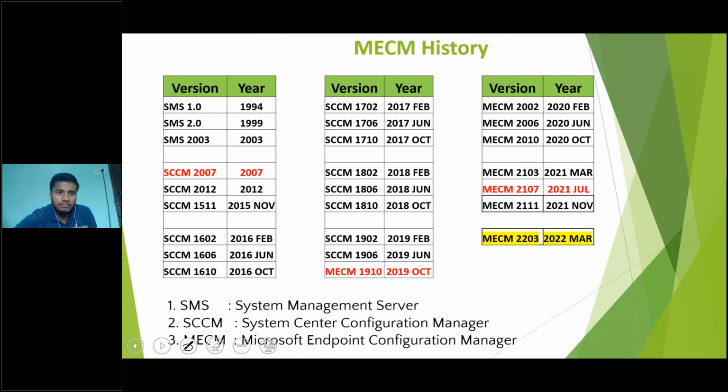Now, let me give you a brief historical background of this product. This is a Microsoft product. As you all know, it was developed and released by Microsoft in the year 1994, and the name of this product was SMS, System Management Server. Previously, we used to call it SMS. Then in the year 1999, they released SMS 2.0. First SMS 1.0, then SMS 2.0, then SMS 2003 in the year 2003. So these are the earlier versions that Microsoft released.